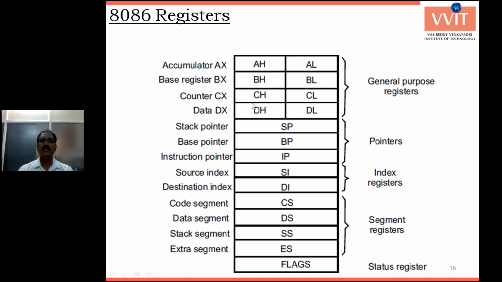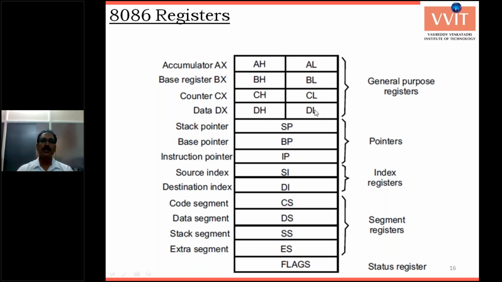Next, the counter register. Some statements work alone with the counter. For example, in a loop, a statement is repeated more than one time, as set by the counter. The counter register is automatically updated, and when the counter reaches 0, looping is terminated.